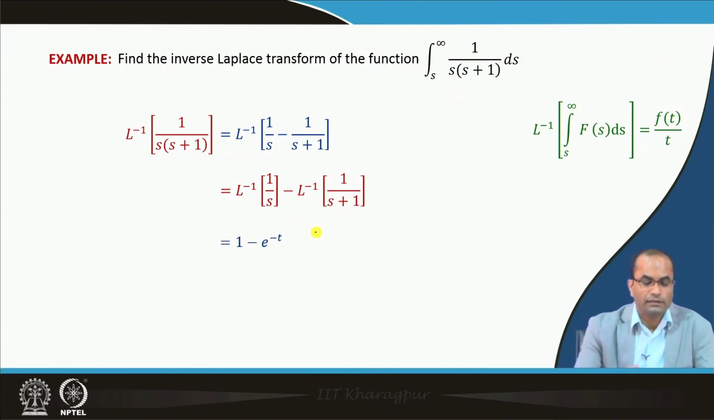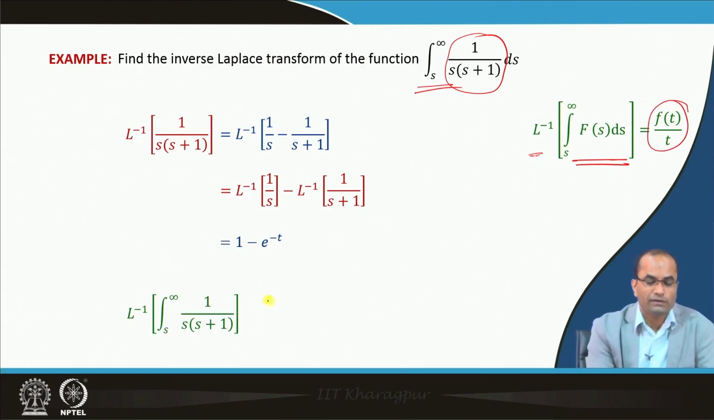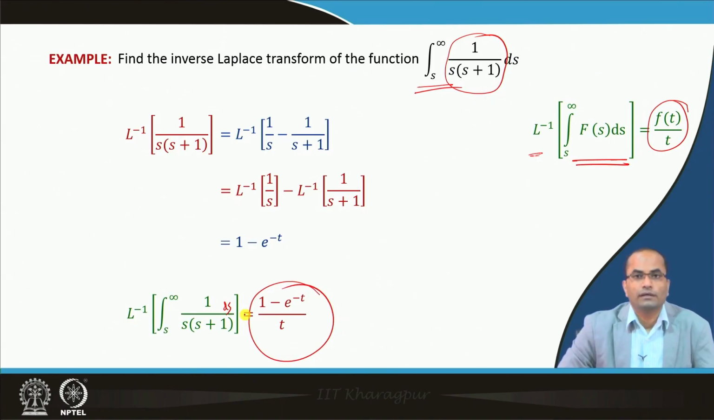So, we have the Laplace inverse of this integrand, and then this property says that L inverse for this integral will be just f(t) divided by t. So, the L inverse of this integral from s to infinity of 1 over s+1 ds will be 1 minus e to the power minus t, divided by t.